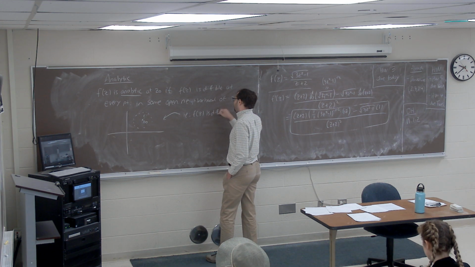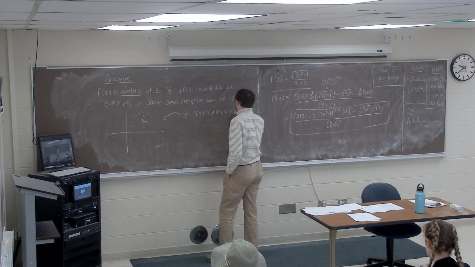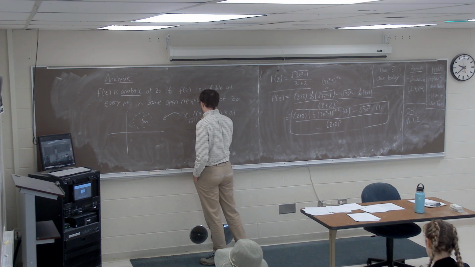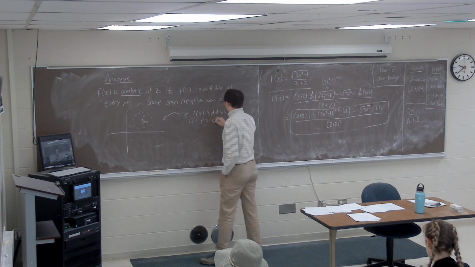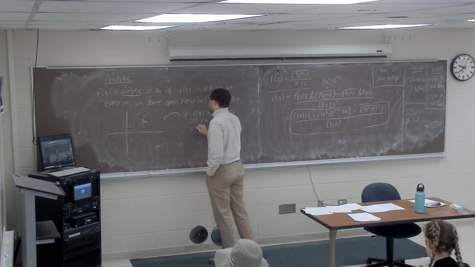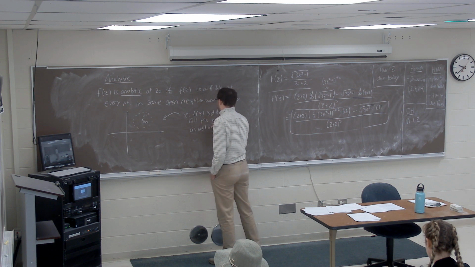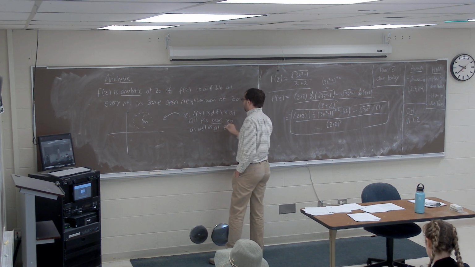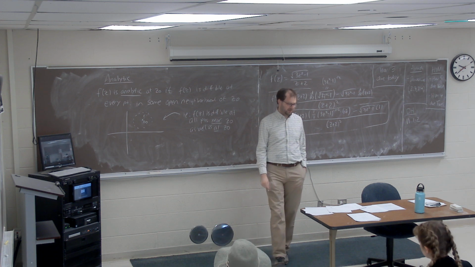So f of z would have to be differentiable at all points near z naught as well as at z naught. And near here just means in some open disk centered at z naught.